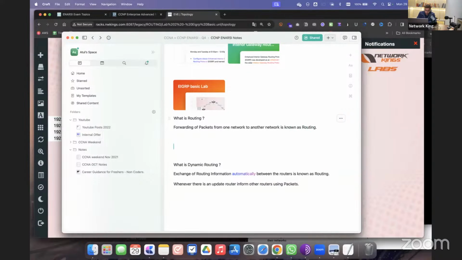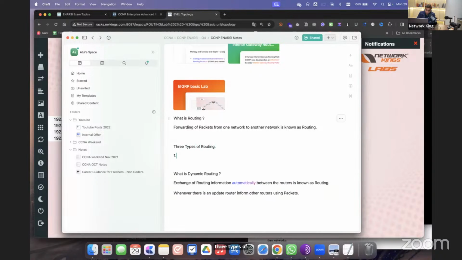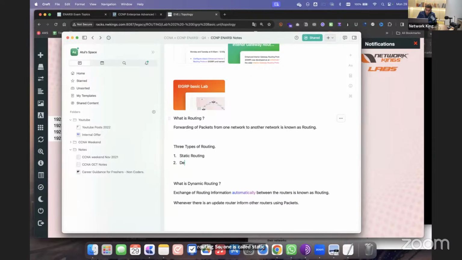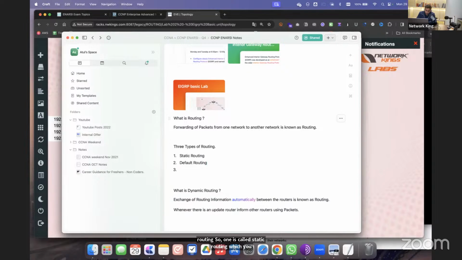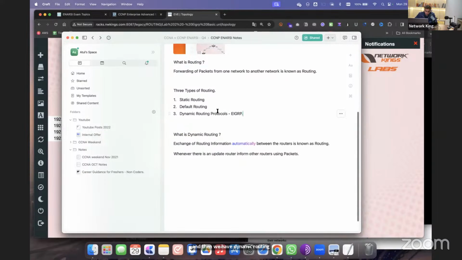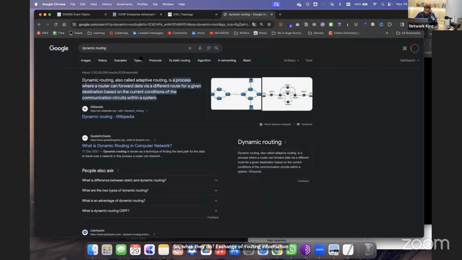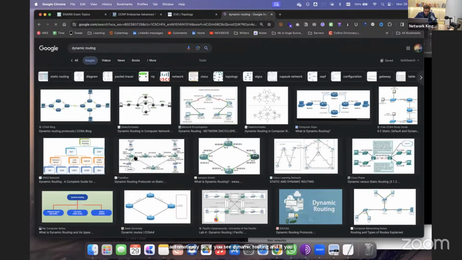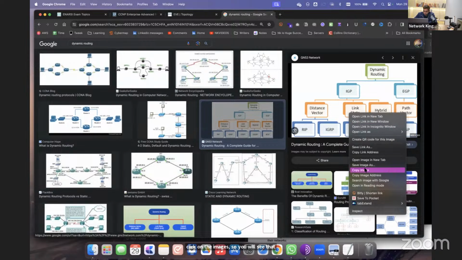And there are three types of routing. I hope you remember. One is static routing, which you already know. Default routing, which you might know, or go and revise that. And then we have dynamic routing protocols, and today we are learning EIGRP. These dynamic routing protocols like EIGRP, OSPF, BGP exchange routing information automatically. If you see dynamic routing and click on the images, you will see that this is the better one.